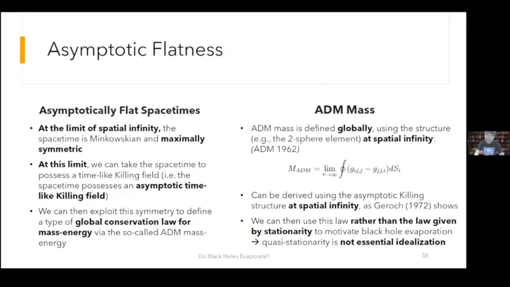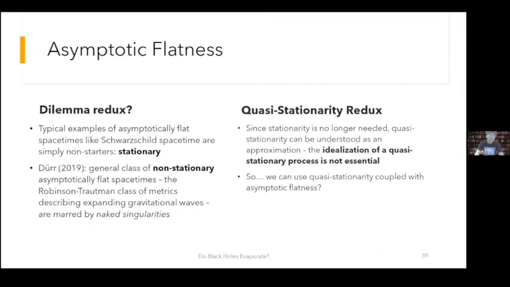Also, it seems. Right, so ADM mass is defined globally on spacetime using only the structures at spatial infinity. And it can be derived using the asymptotic Killing structure I mentioned here, as the row shows. And then you can use this law instead of the law provided by stationarity to motivate the argument for black hole evaporation. But it seems to me there's a bit of a redux here, right?